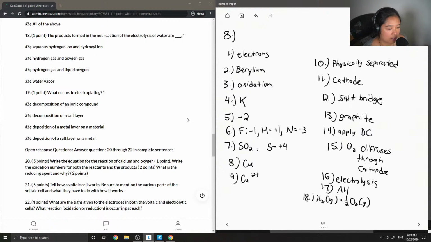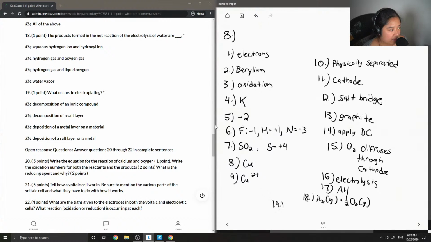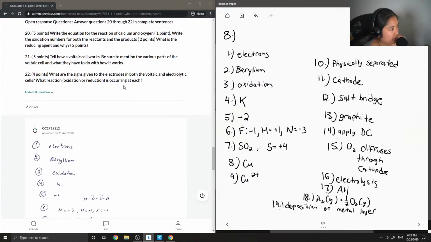I'm just going to answer this last one. What occurs in electroplating? So this is when you have the deposition of a metal layer on a material. And the rest are just open response questions.